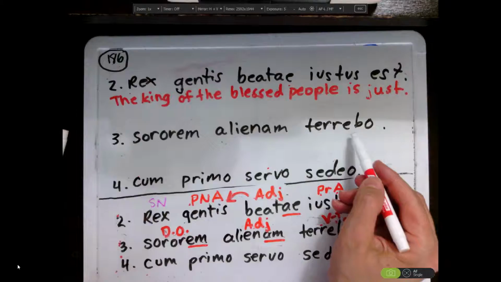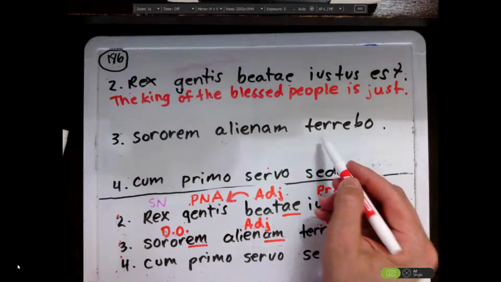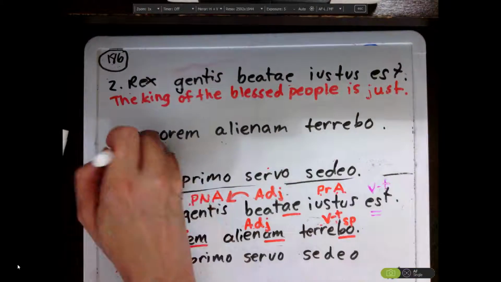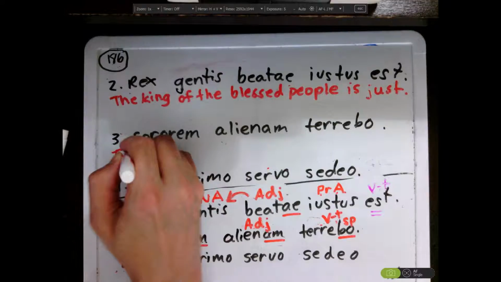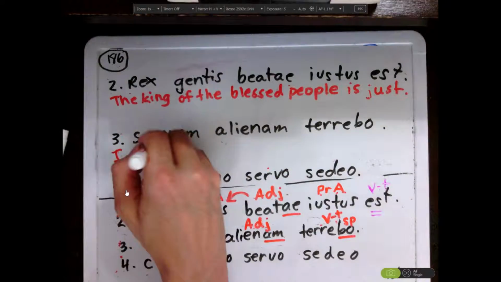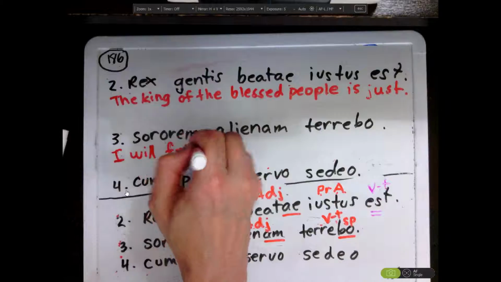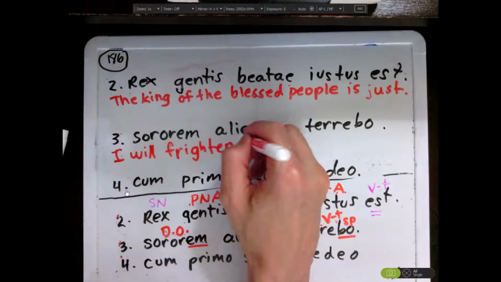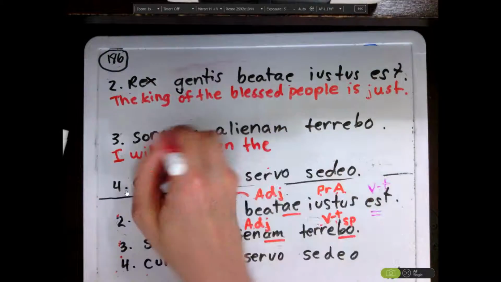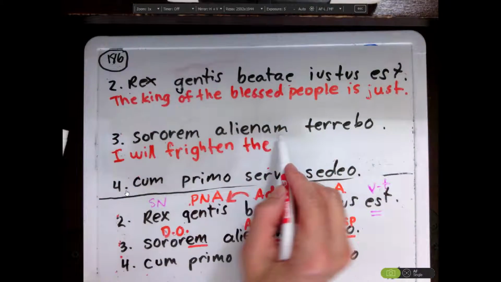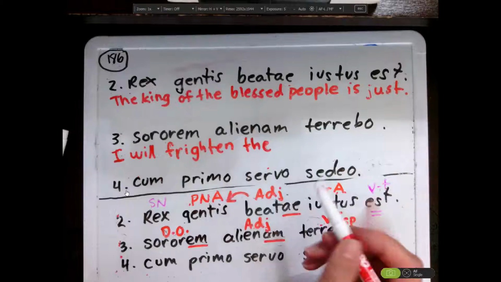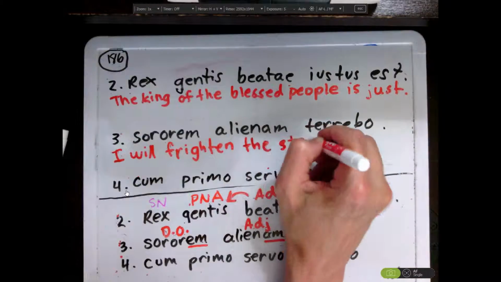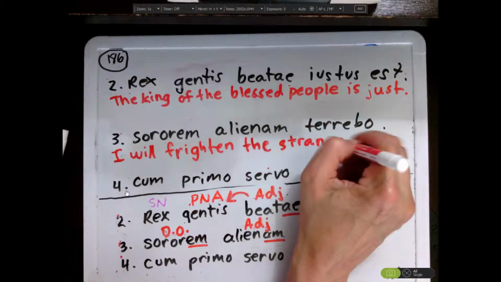So let's go up here. Terebo, bo, bispit, I will frighten, I will terrify. I'm going to write it over here. I will frighten the sororem, the strange sister.